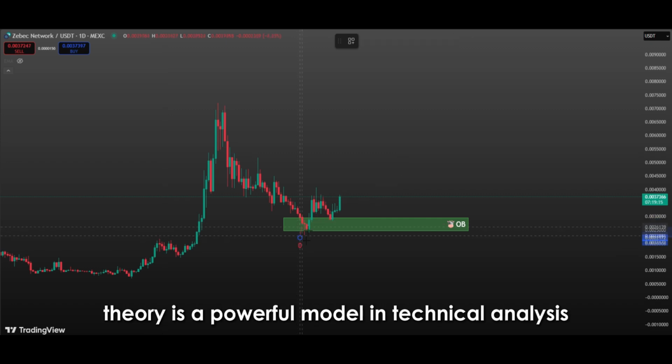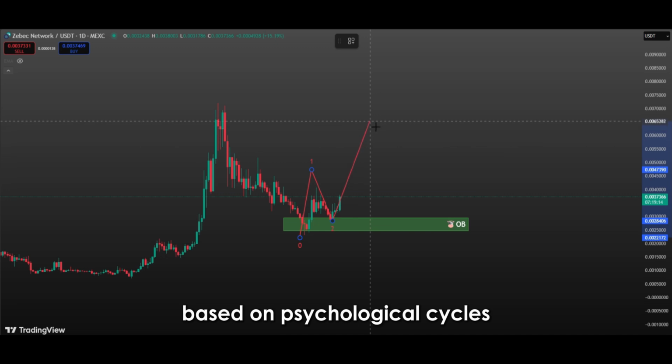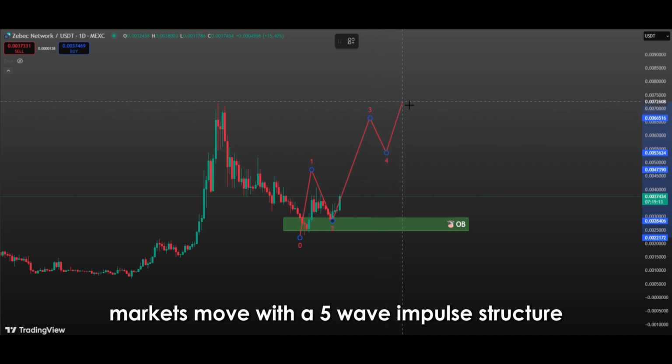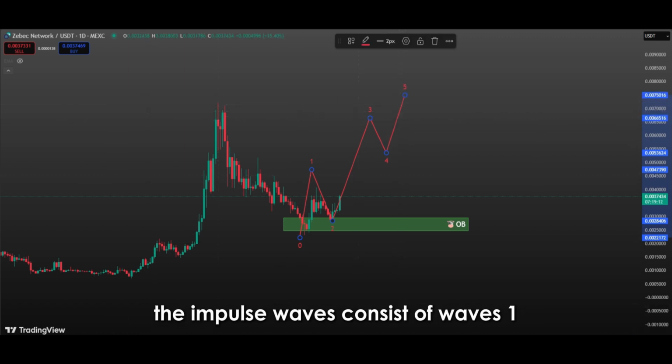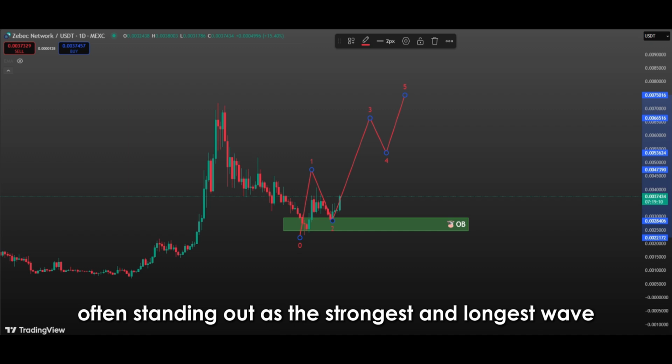The Elliott wave theory is a powerful model in technical analysis that asserts price movements progress in a specific pattern based on psychological cycles. According to this theory, markets move with a 5-wave impulse structure followed by a 3-wave corrective structure. The impulse waves consist of waves 1, 2, 3, 4, and 5, with the third wave often standing out as the strongest and longest wave.